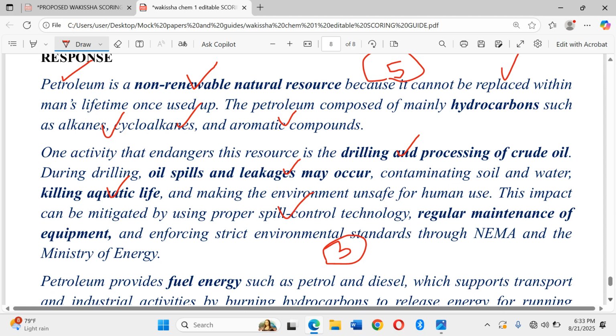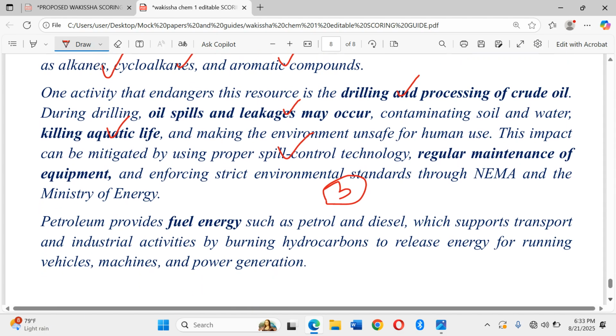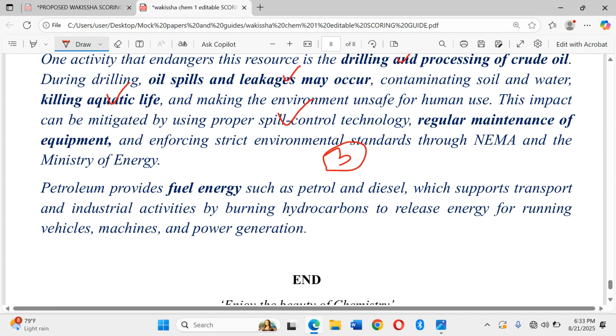Then the last paragraph, we look at the importance of conserving our natural resource, which is the petroleum. So I'm saying that petroleum provides fuel, energy, such as petrol and diesel, which supports transport and industrial activities by burning hydrocarbons to release energy for running machines. So you get all your 3 scores, and then finally you are able to get the 11 scores.